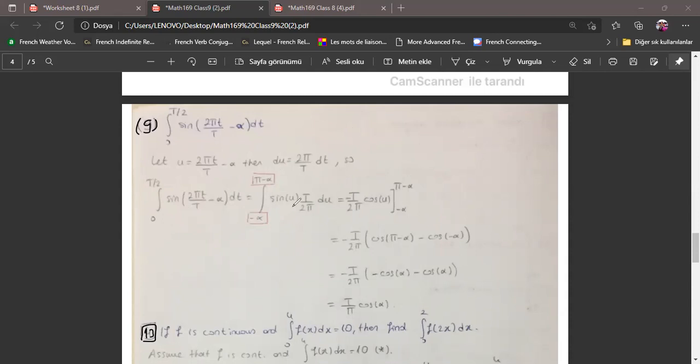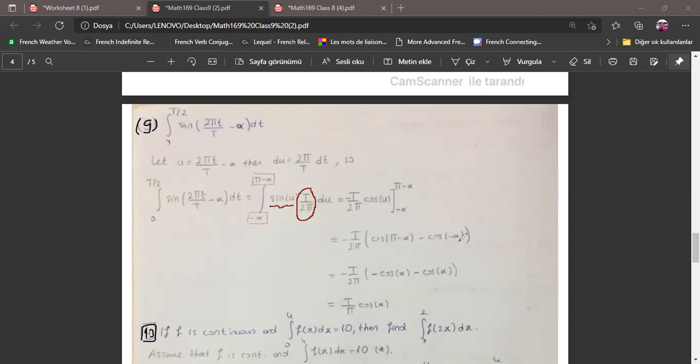Now what's the integral of this function? It's minus cos, so this one's integral is minus cos u. This is always a multiple there, so we don't care about it. So we have this function from minus alpha to pi minus alpha. We first plug u equals pi minus alpha, and then u equals minus alpha.